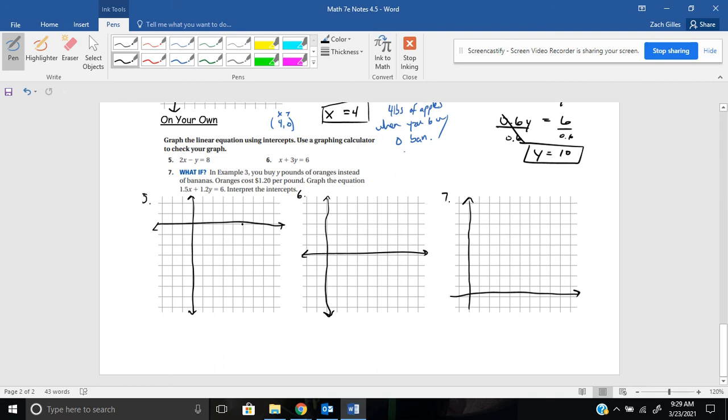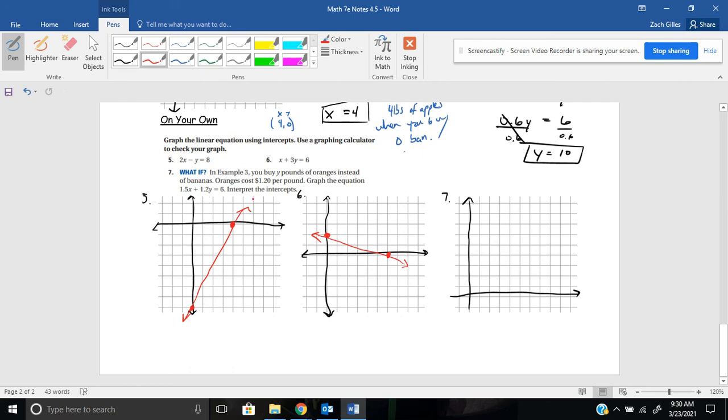For number 5, looks like our x-intercept is at 4, 0. And our y is at 0, -8. 1, 2, 3, 4, 5, 6, 7, 8. And then go ahead and connect your lines. For number 6, our y-intercept is at 0, 2. And our x-intercept is at 6, 0. 1, 2, 3, 4, 5, 6. Like so.